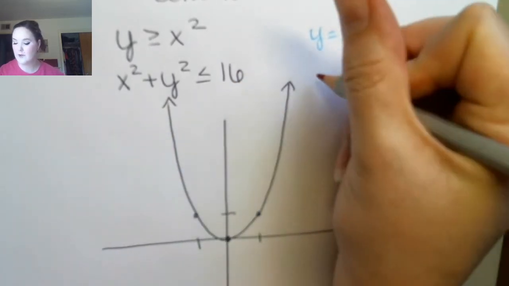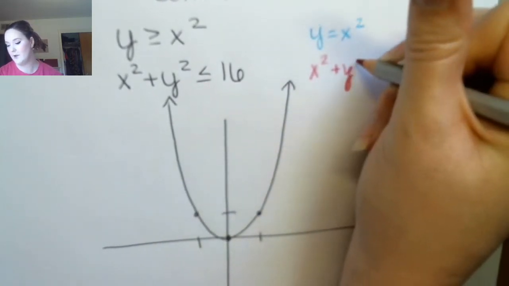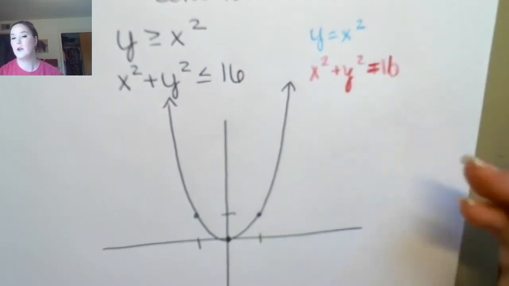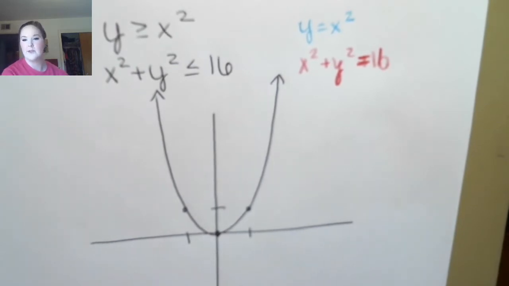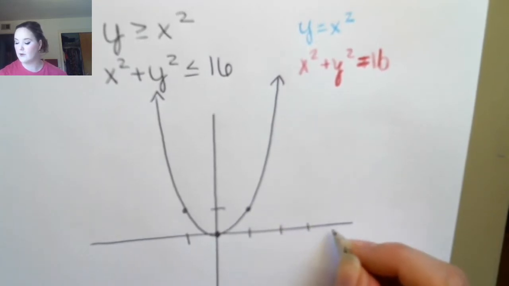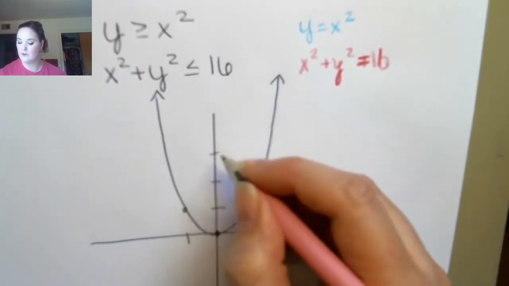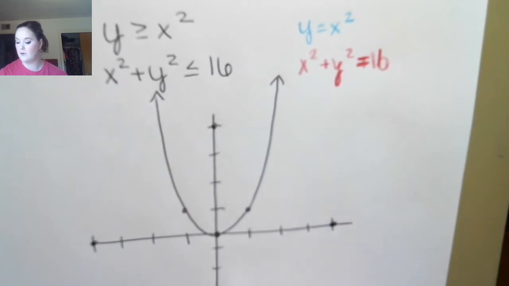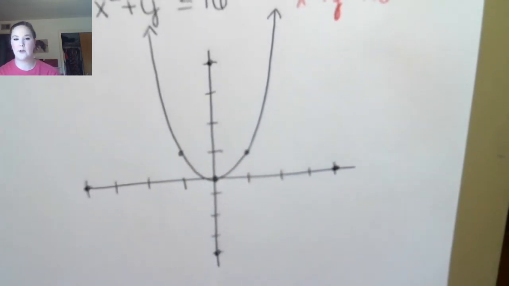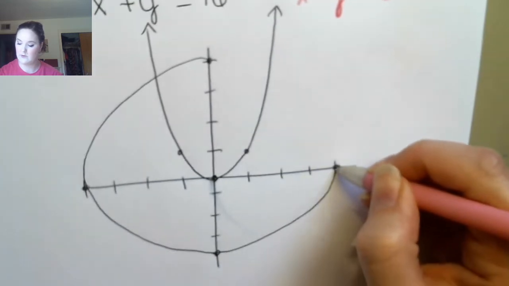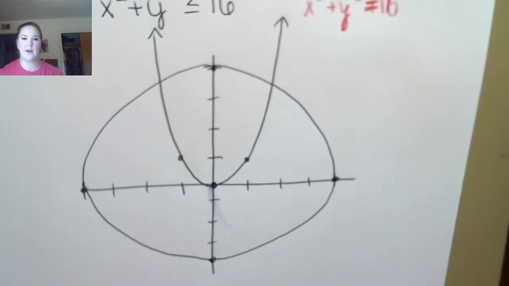All right, then for our other one, this is x squared plus y squared equals 16. Oops, I said equals more plus. Now, this is a circle with its center at 0, 0 and a radius of 4. So the center is at the origin, and then the radius is 4, so I'm going to go out 4 in each direction. Then I'm going to try to draw something that's as circular as possible. Well, that's kind of an oval, but that's all right.